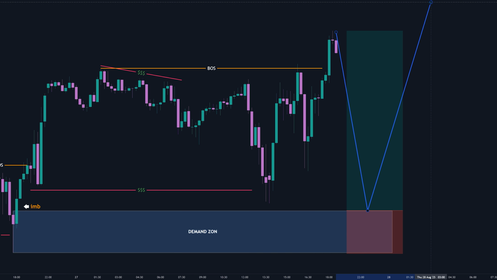impulse. So even though the first setup was missed, by reevaluating structure and spotting the higher quality demand zone, we're still aligned with the trend and ready for the next move. Alright, let's move forward and see how our revised trade played out.